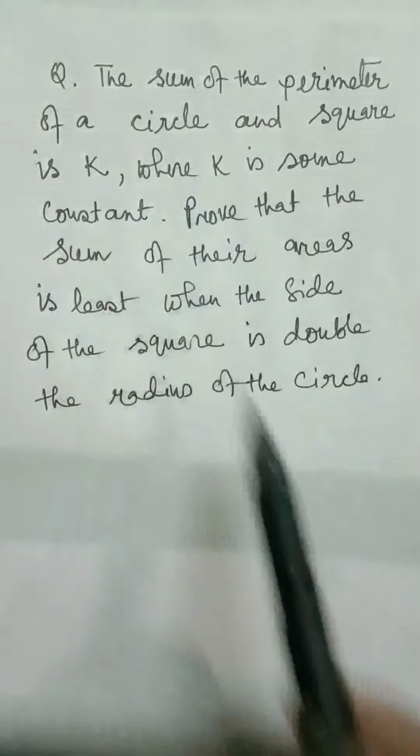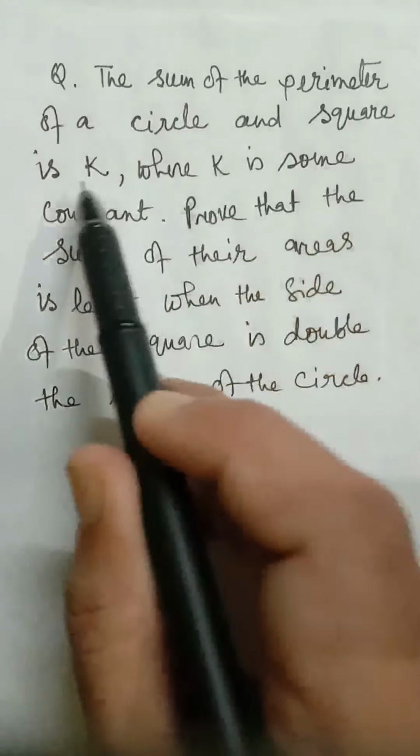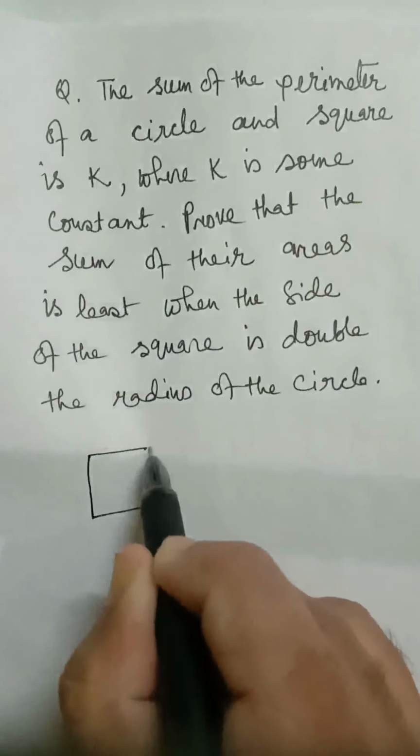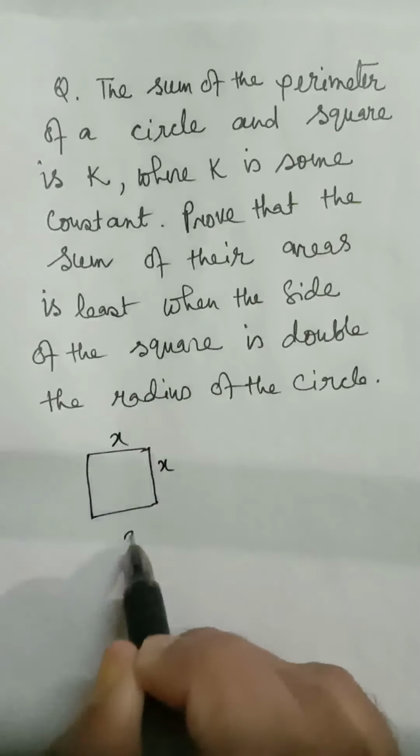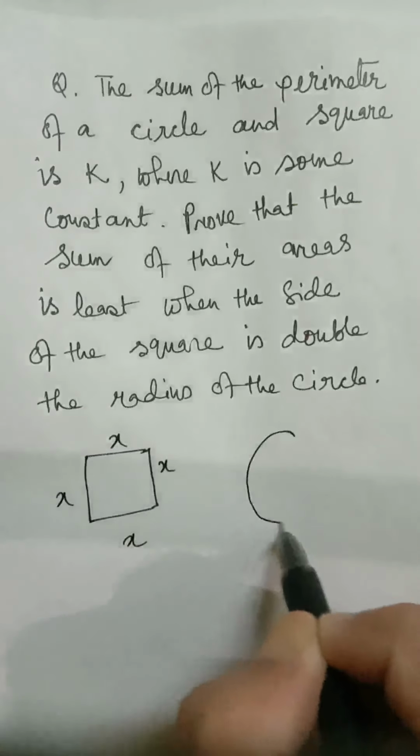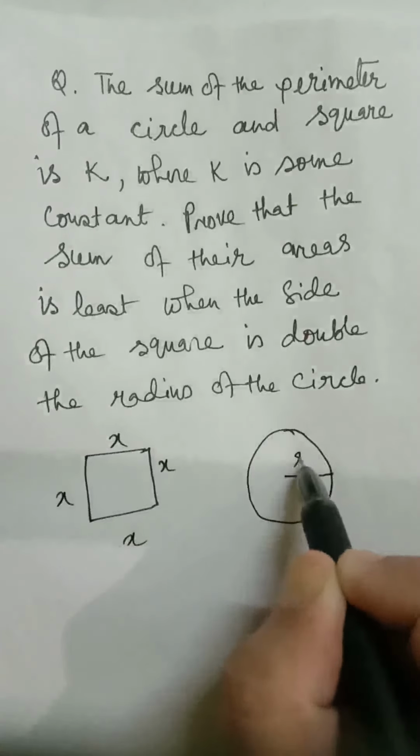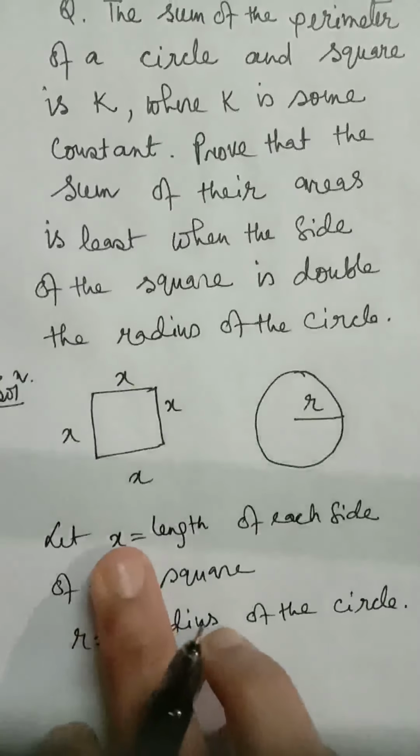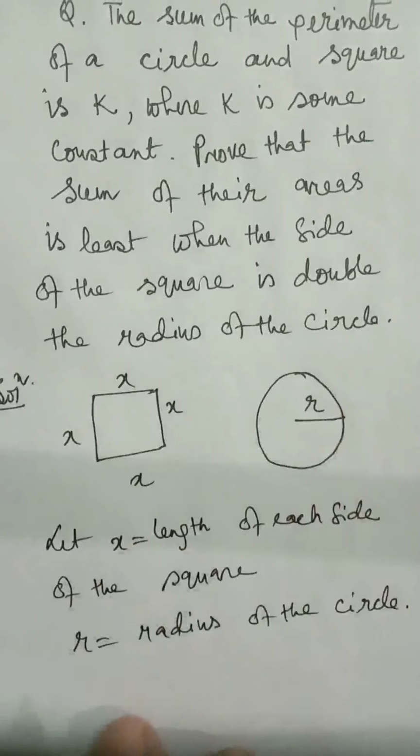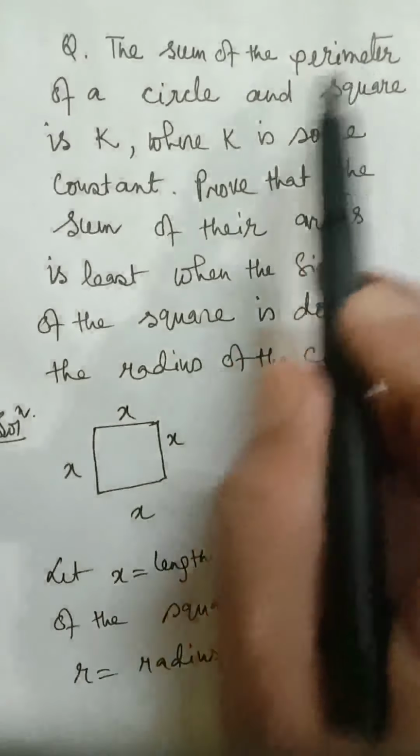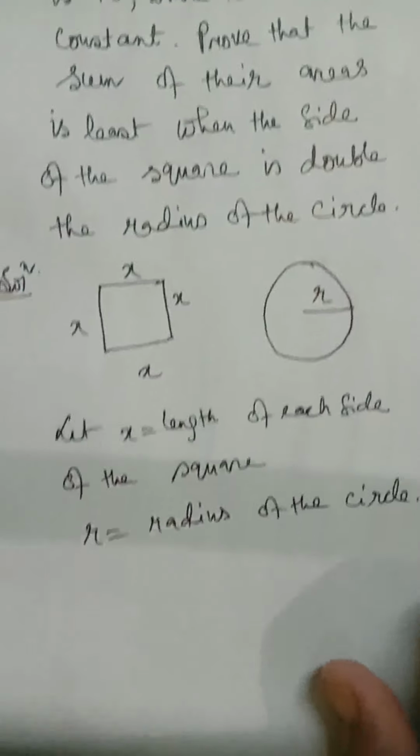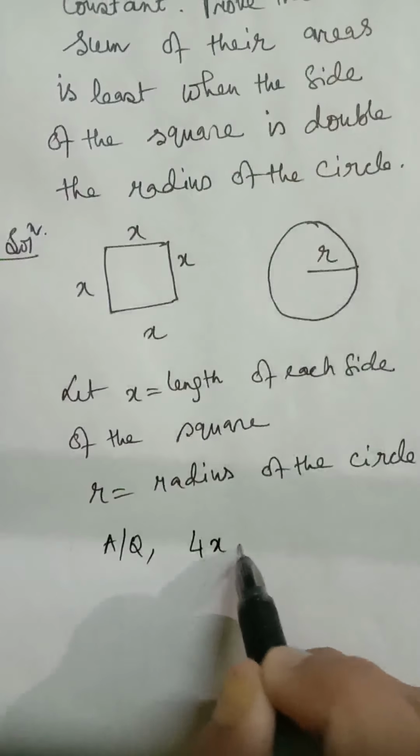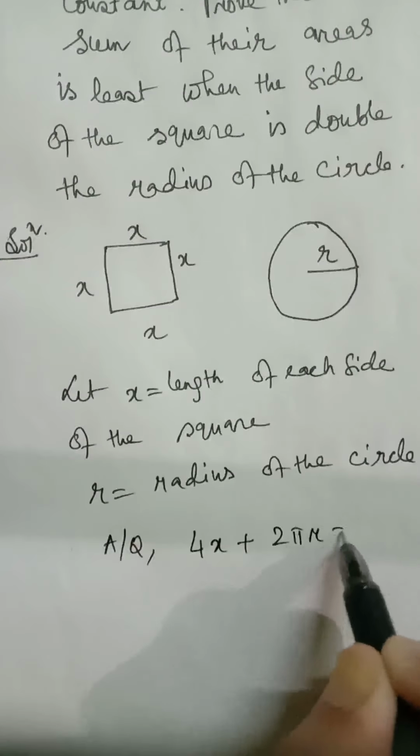What is given? The sum of the perimeter of a circle and a square. Suppose this is a square, length of each side x, and this is a circle of radius r. So we have assumed that x equal to length of each side of the square, r equal to radius of the circle, and given the sum of perimeter of the circle and square. So according to the question, the perimeter of the square is 4x, the perimeter of the circle is 2 pi r, and their sum is constant k.